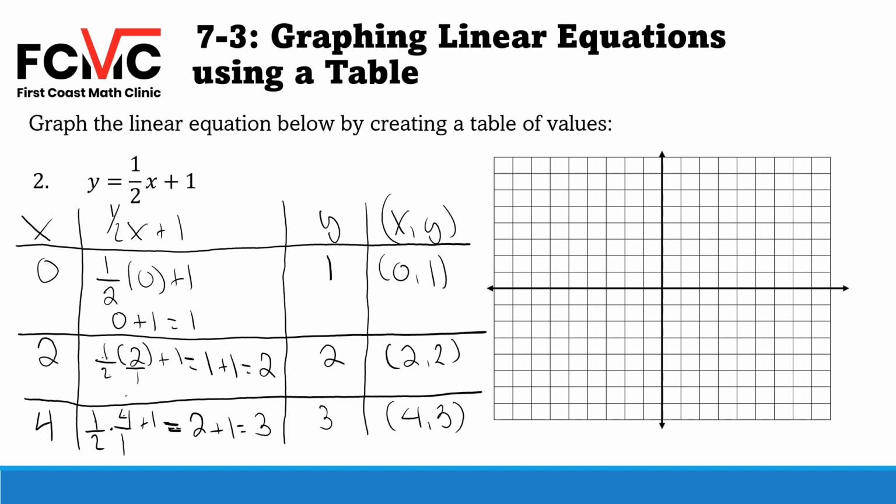Now we can plot our points. 0, 1. X is 0, y is 1. 2, 2. 4, 3. So 2, 2, I'm going x is 2, y is 2, over 2, up 2. X is 4, 1, 2, 3, 4, y is 3, up 3, 1, 2, 3. And then graph our points and connect them. And that's our line.